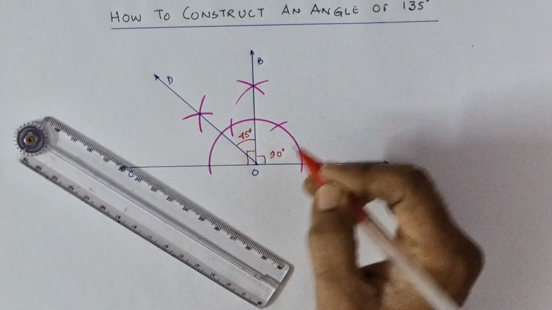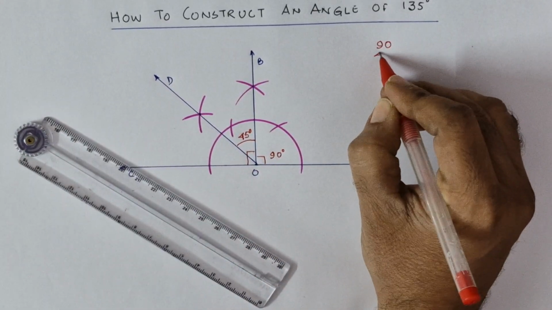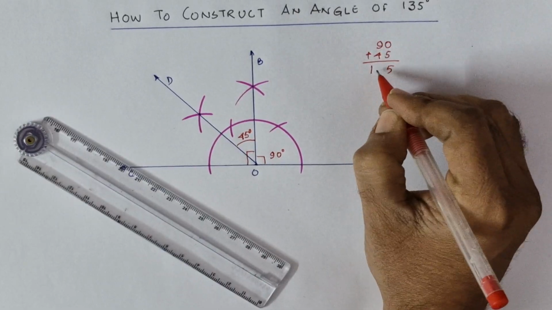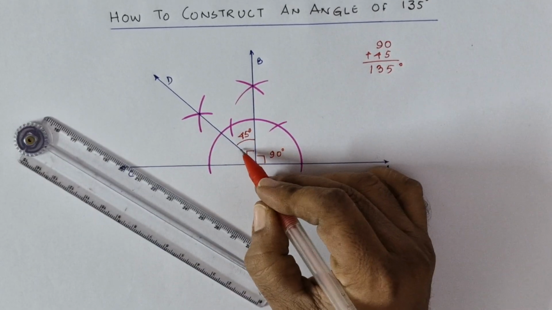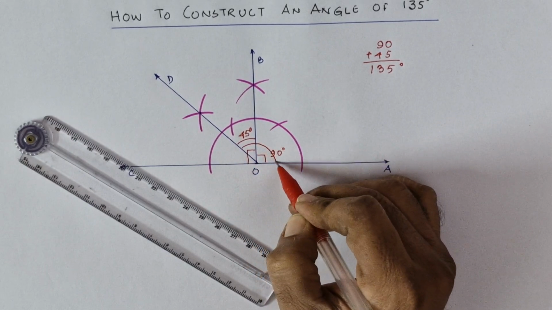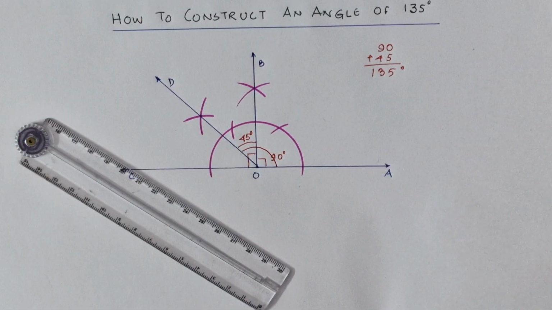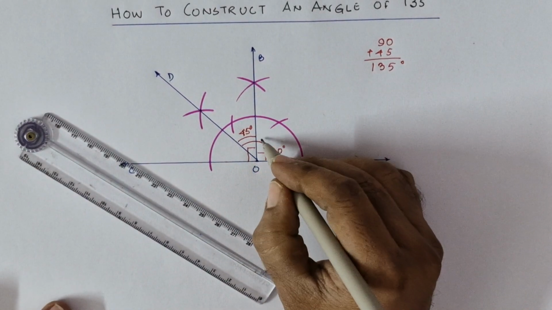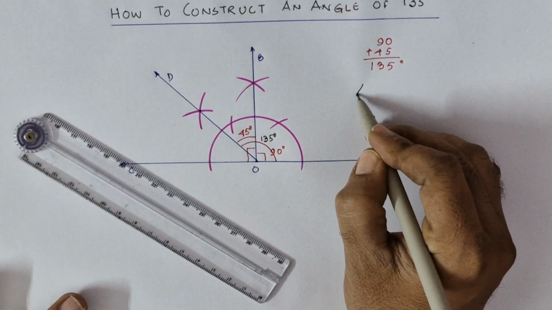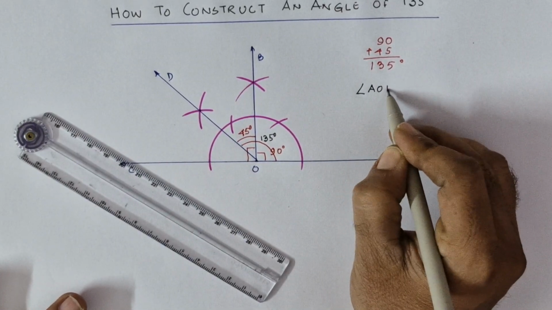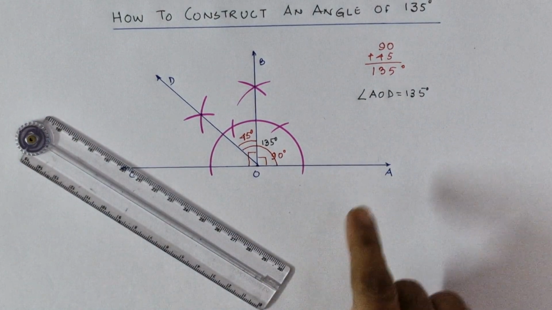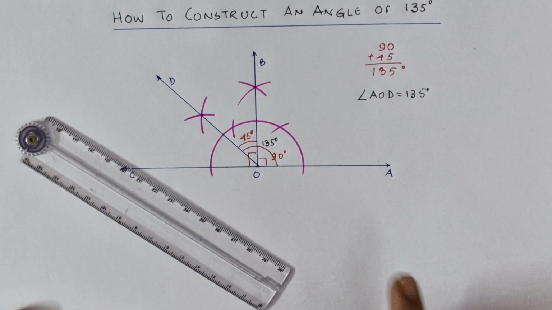Now if you add 90 and 45, what are you going to have? So this is 135. The entire angle is 135 degrees, or rather we'll write angle AOD is equal to 135 degrees. Got it? So this angle AOD is 135 degrees, right?